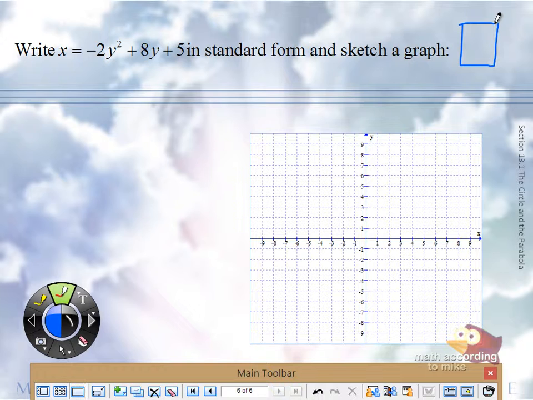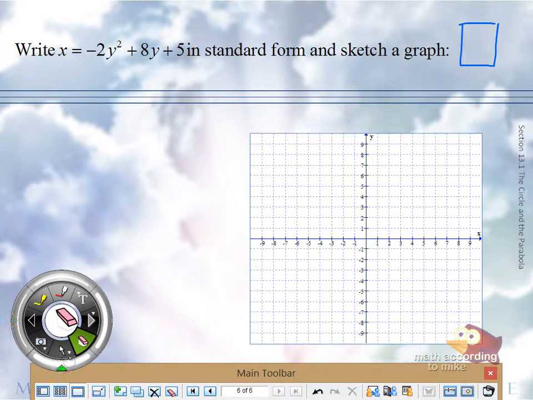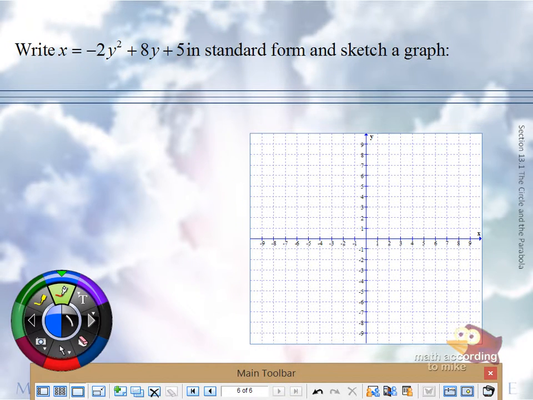So what are the 2 steps necessary to complete the square? Get the variables by themselves. Well, we're trying to complete it for the y's. So we're going to move that negative 5 to the other side. Now what?